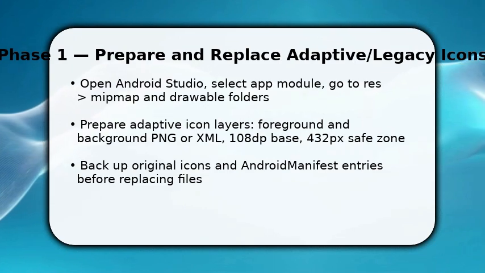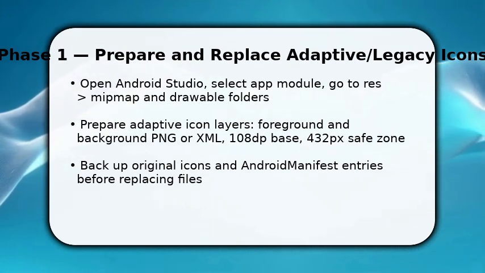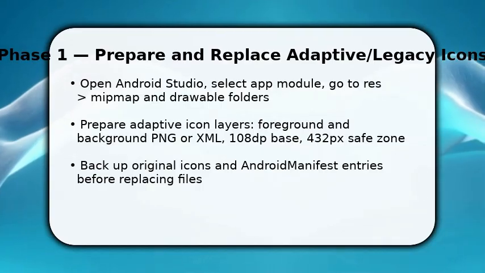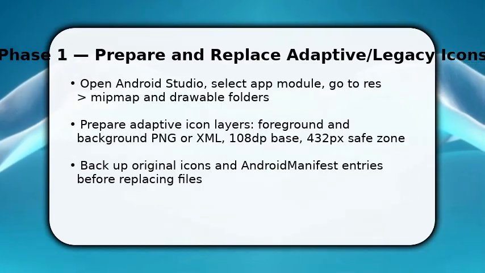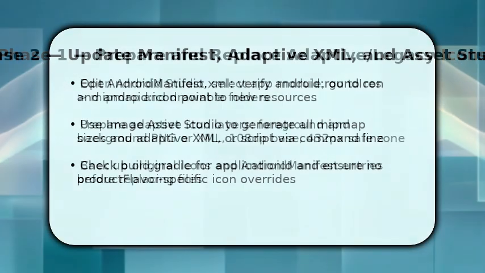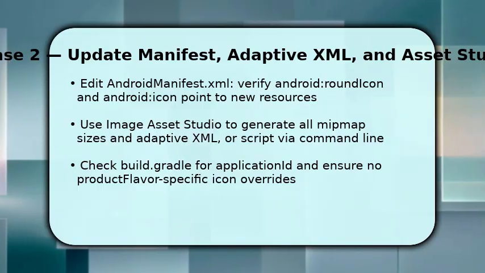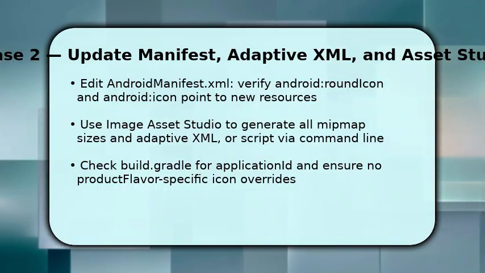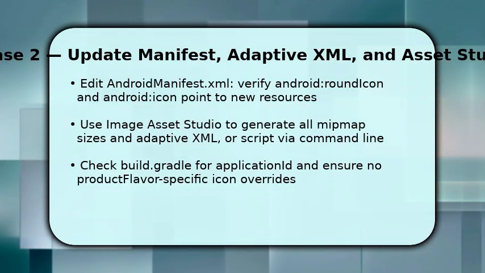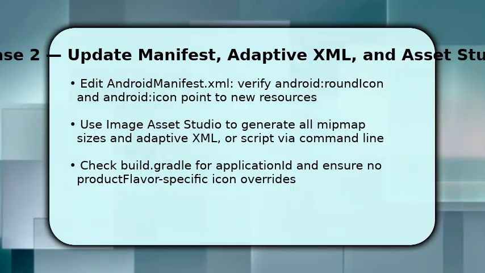Once done, drop new files into matching mipmap density folders and keep originals in a backup folder, because you may need to revert quickly. Now update references so Android uses your new artwork. Open AndroidManifest.xml and change android:icon and android:roundIcon to your new mipmap names.